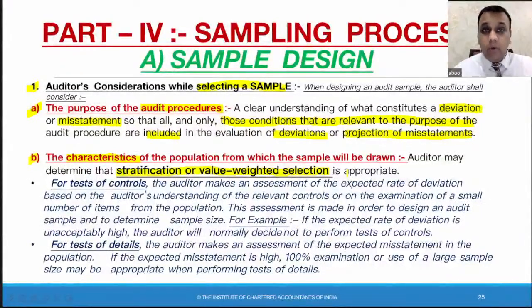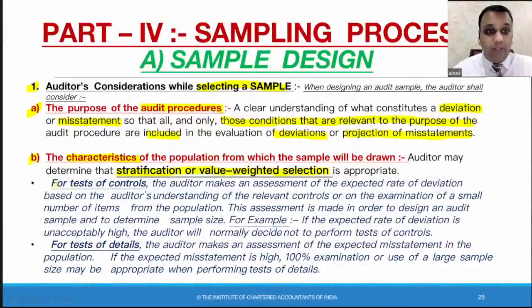So the auditor needs to understand the characteristics of the population from which he is going to extract samples and apply his audit procedures. So he should know the target. He should be well versed with the target. What are the characteristics of the target from which he'll be extracting the samples and carrying out his audit procedure.